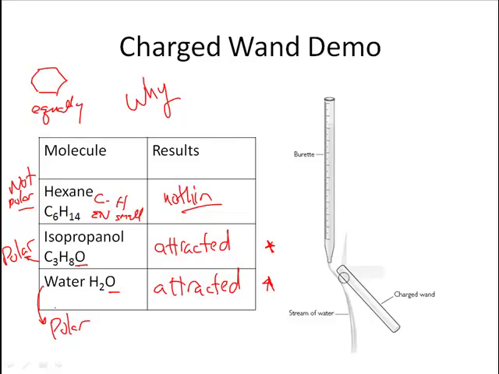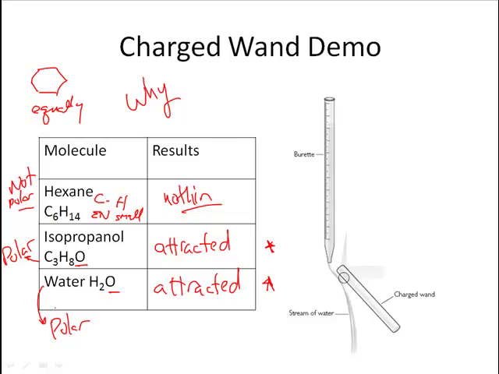Now, one other cool thing you can do with hexane is if you place it on a piece of wax paper. Normally, if you place a drop of water on wax paper, it beads up like a drop. If you put hexane on a piece of wax paper, it goes like this. Spreads out. It does not bead up like a drop. Maybe we'll look at this after our lecture to see what happens.